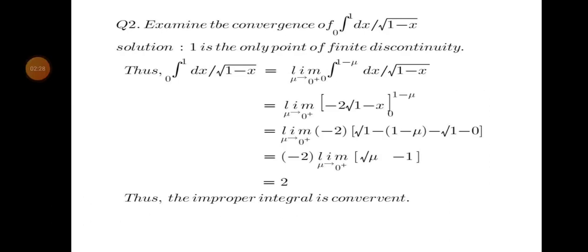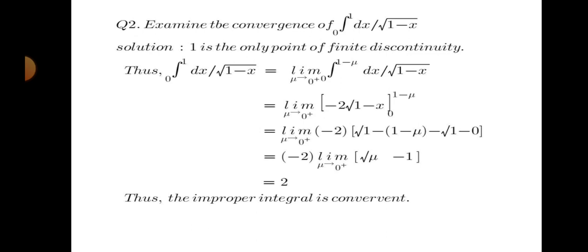Let us move on. Question number 2. Examine the convergence of the integration of 1 by under root of 1 minus x from 0 to 1. Let us see the solution. 1 is the only point of infinite discontinuity. Here in this question, the infinite discontinuity is at the right hand.